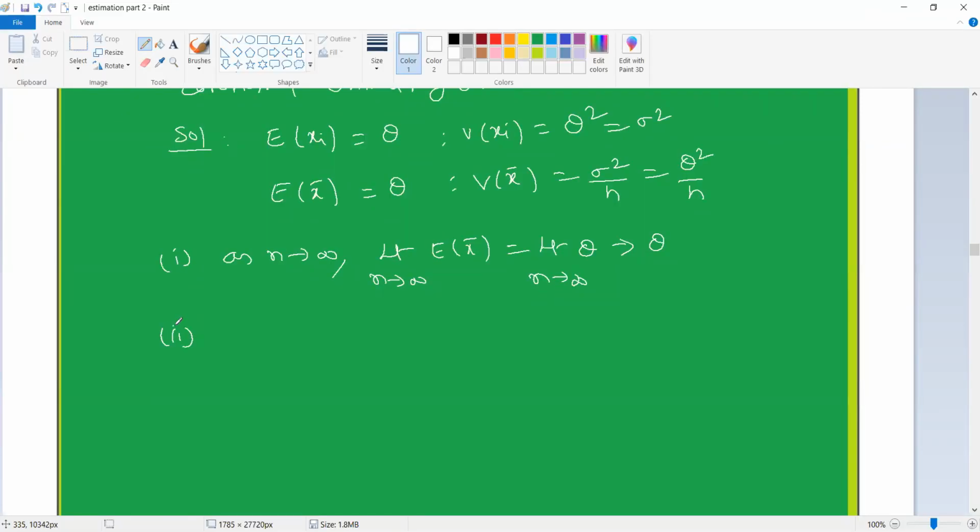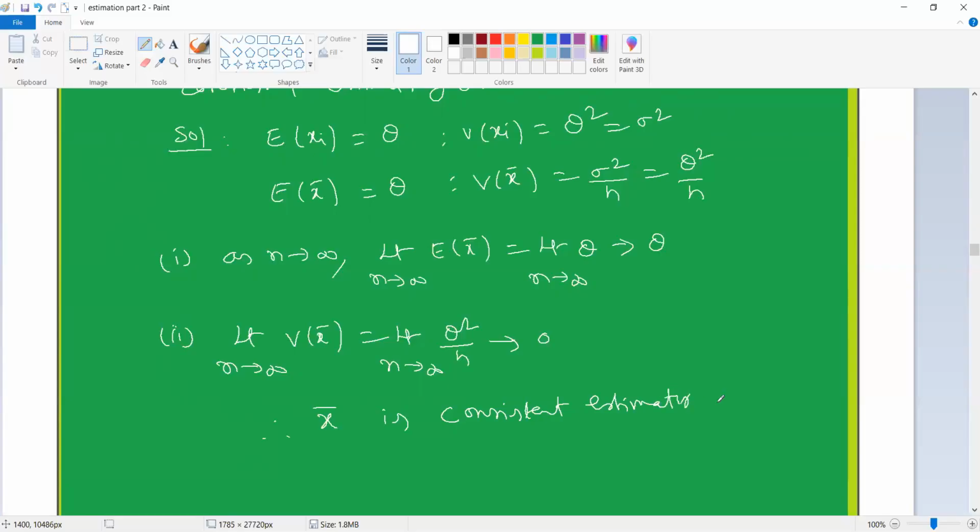Second condition, limit of n tends to infinity, variance of x bar is equal to limit n tends to infinity, theta square by n. This tends to 0. Therefore, x bar is a consistent estimator for theta.